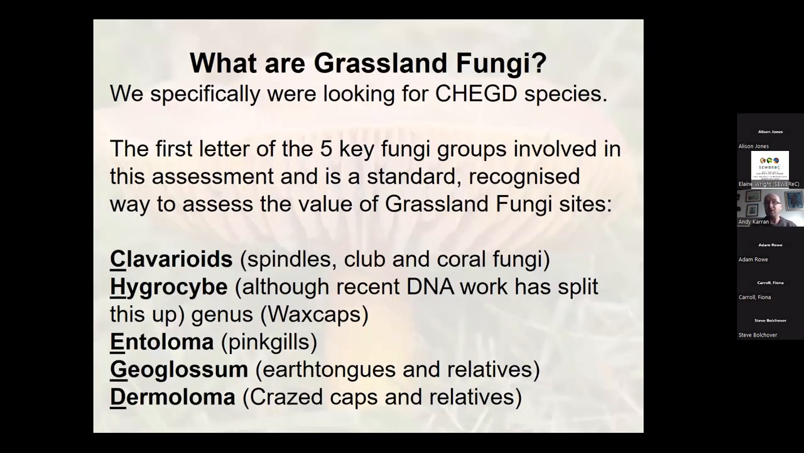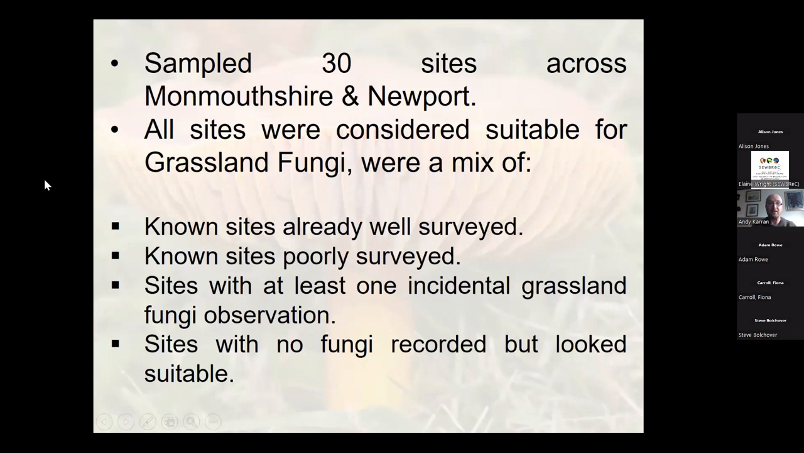We're basically looking for the CHEGD species. CHEGD stands for the first letter of the 5 key fungi groups. So there's clavarioids, which are your spindles, clubs, and coral fungi. The Hygrocybe, which is your waxcaps, your Entoloma, your pink gills, your Geoglossum, which is your earth tongues, and your Dermoloma, which are your crazed caps and their relatives.